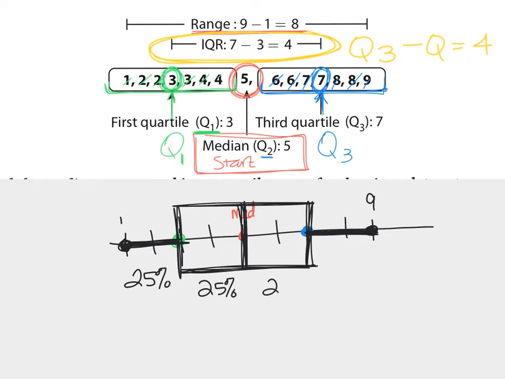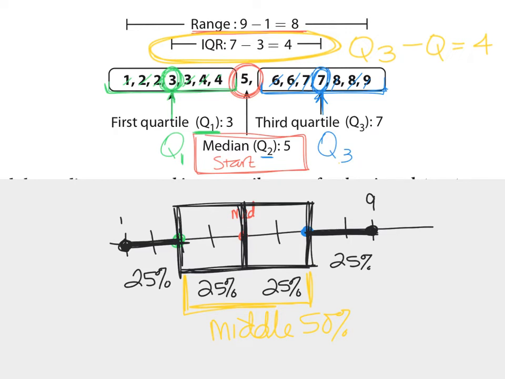So 25%, 25%, 25%. And the reason we say that the interquartile range is important is because in the interquartile range, you're talking about the middle 50%. So if you want to say, where do the middle 50 lie? Think about where the majority of your data points lie. I know it's not really majority because it's 50, but when we talk about the middle, that's what we're going for. It's important to know where that middle 50 is located.